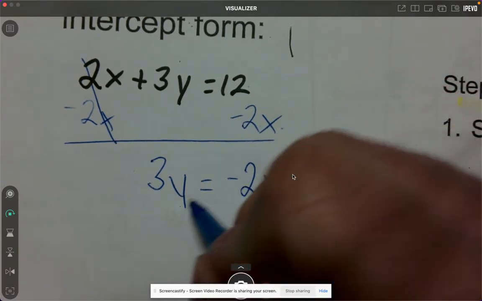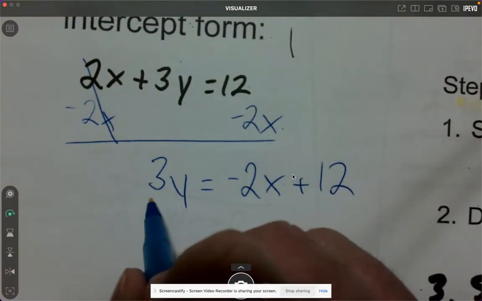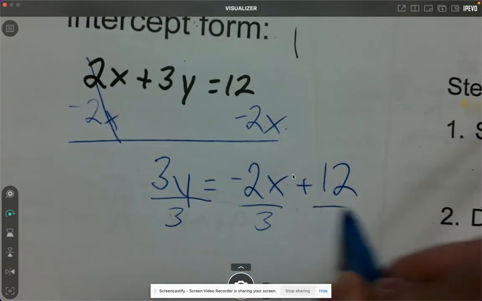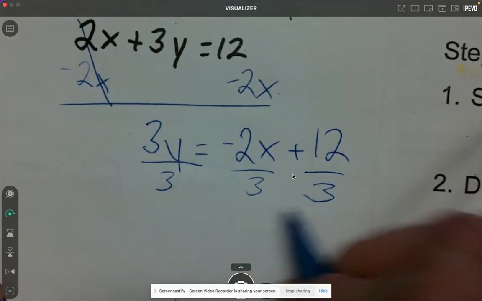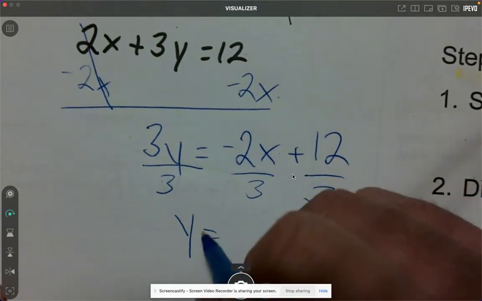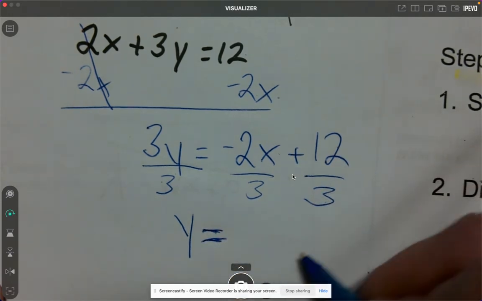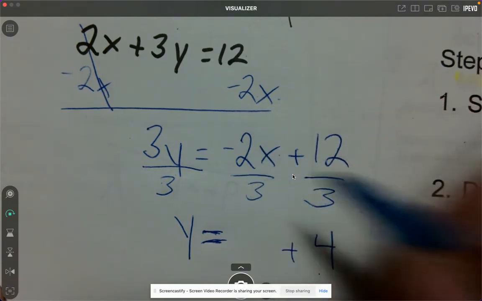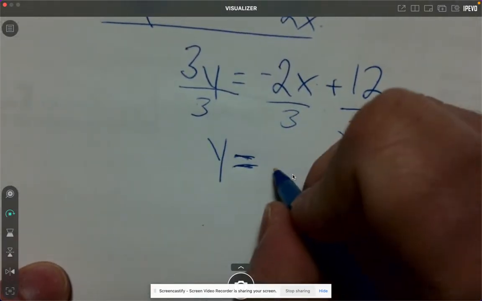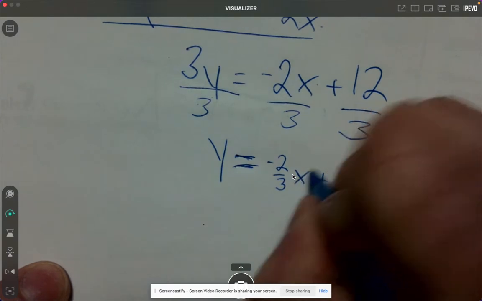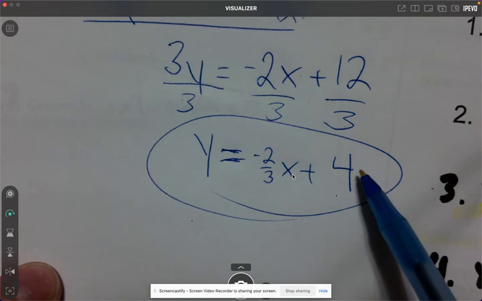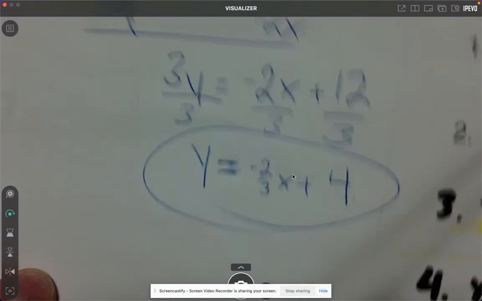So now the last step is to solve for y. So I'm going to divide by 3. But if I divide this by 3, I got to divide everything by 3. So divide by 3, divide by 3, keep everything balanced. I'm left with y equals. Now you can see over here, 12 divided by 3 is just 4. And over here, negative 2 divided by 3 doesn't come out evenly. And I don't want to write it as a decimal, so I'm just going to keep it as a fraction, negative 2/3 x. So that would be it in slope-intercept form. If I went to graph it, I would start at 4 and go down 2/3.